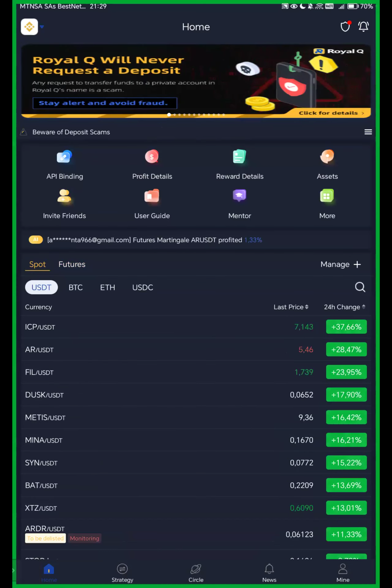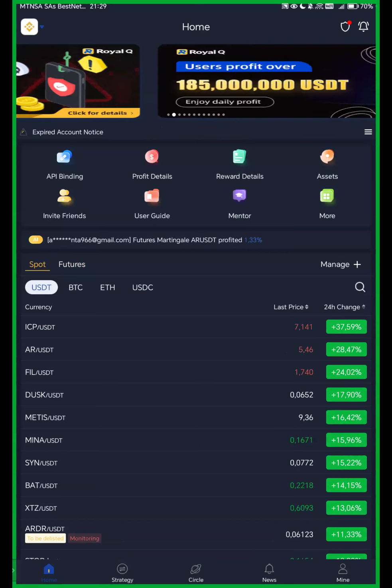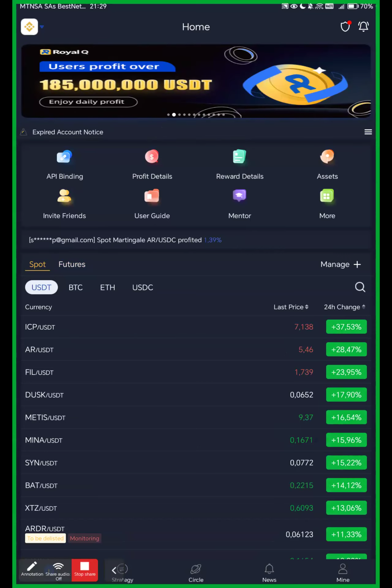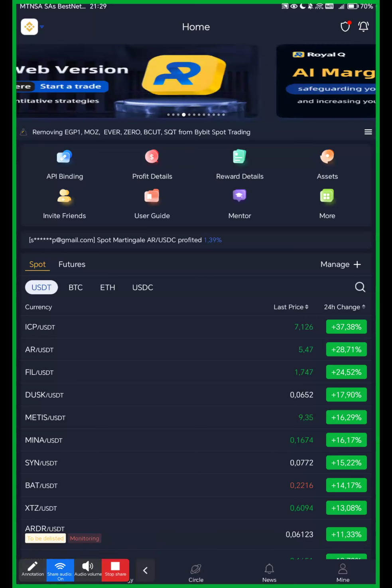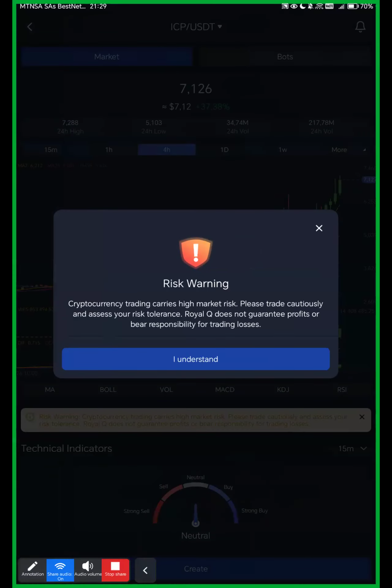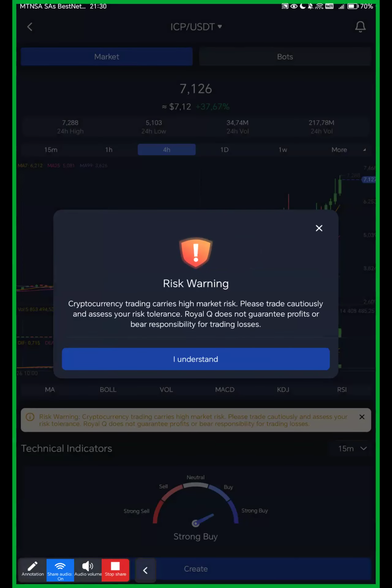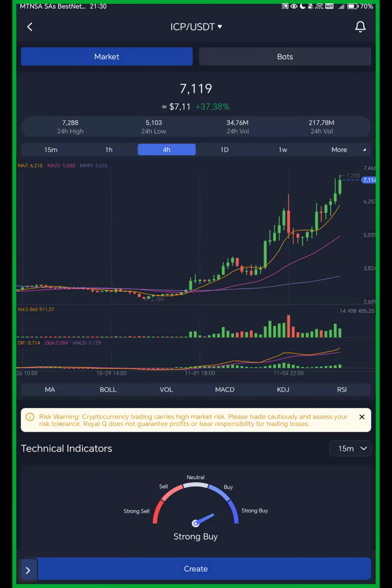Yes, okay, when it comes to spot, it is the ICP which is leading the list according to Royal Q. This is Royal Q, so we do have ICP here under spot. Let's open ICP. We want to set the robot to monitor a crossover to the upper side so that the robot can make an entry for us.